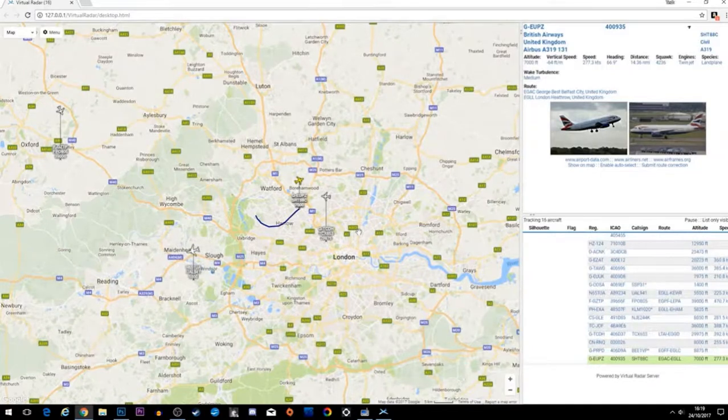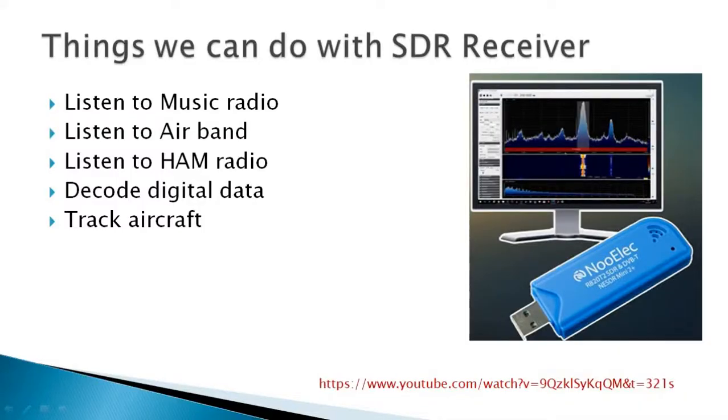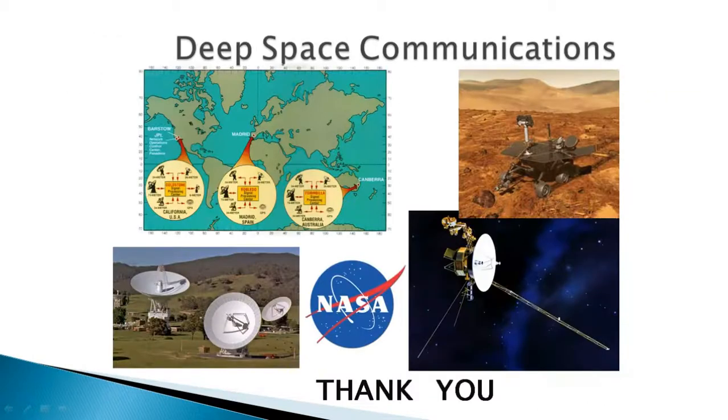Anyway guys, I hope this is how we have discussed the various things that we can do with the help of an SDR receiver. These are the various applications of SDRs, which are also used in deep space communications, NASA, etc. Thank you.